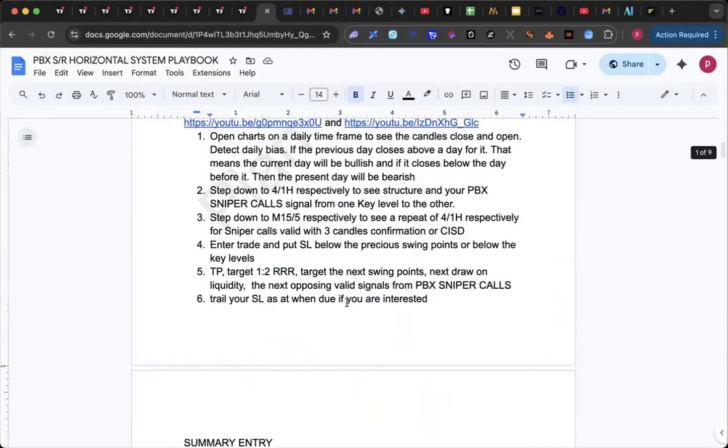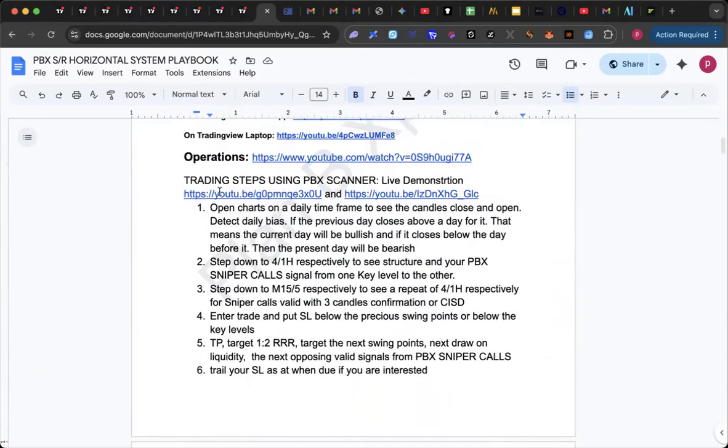So the step is simple. Number one is, before you come into the market, the first test is to open the chart on a daily time frame to see the candle closes and opens. Declare daily bias. If the previous day closes above the day before it, that means the current day will be bullish. And if it closes below the day before it, then the present day will be bearish.